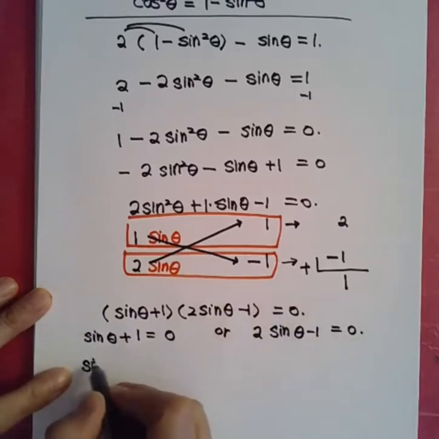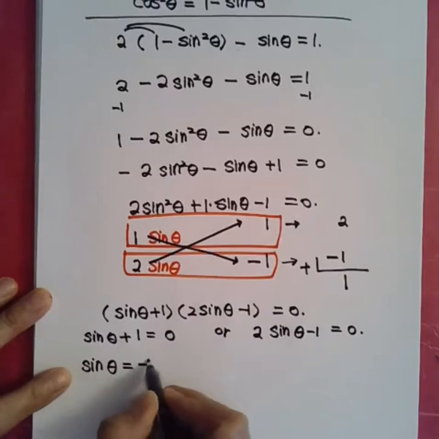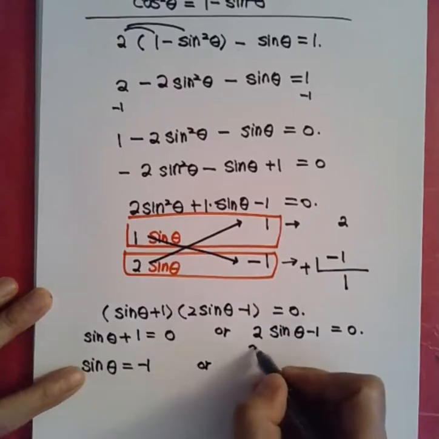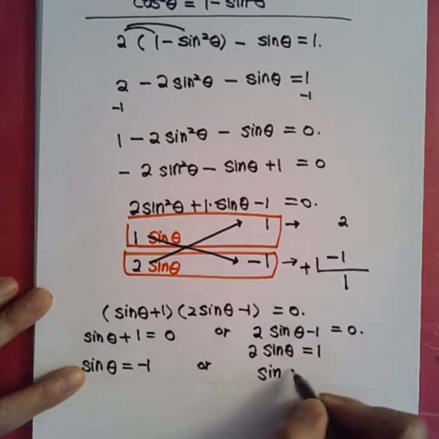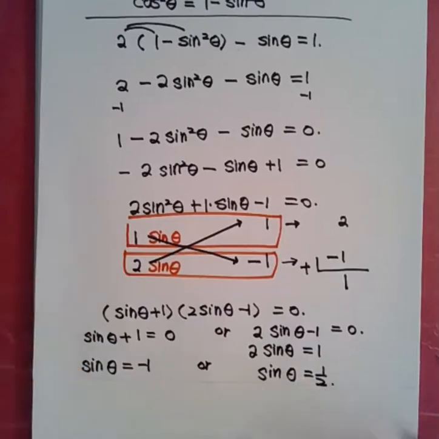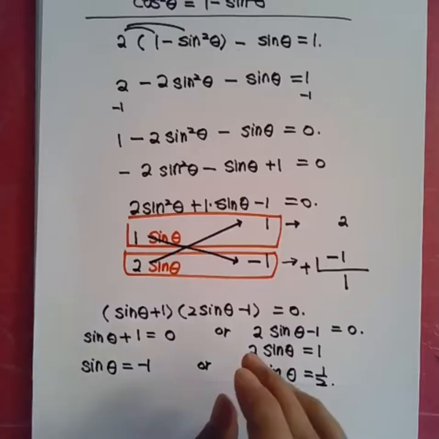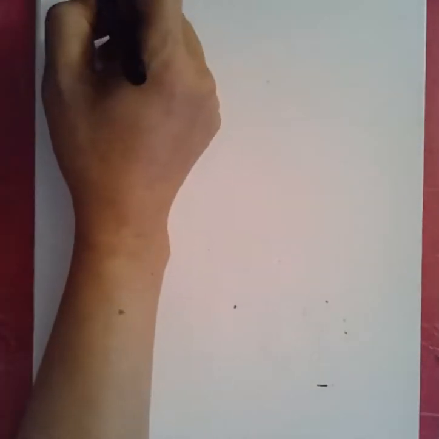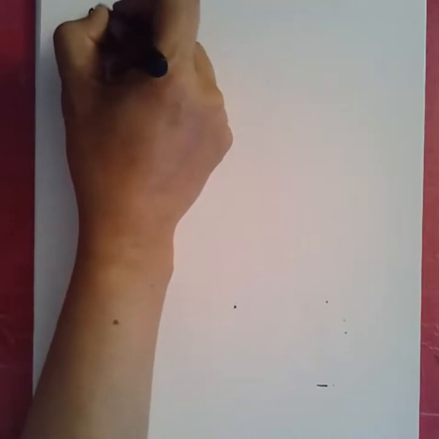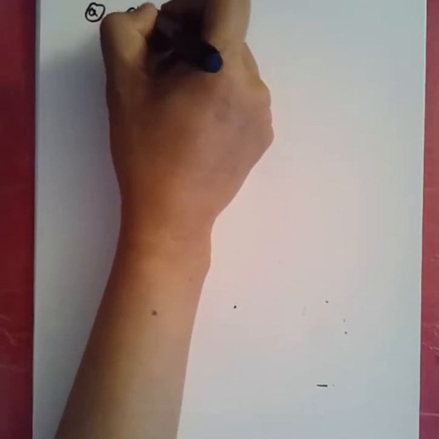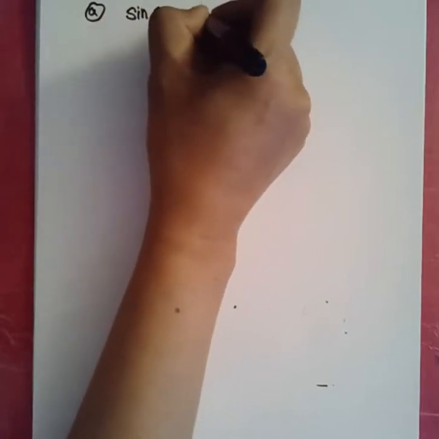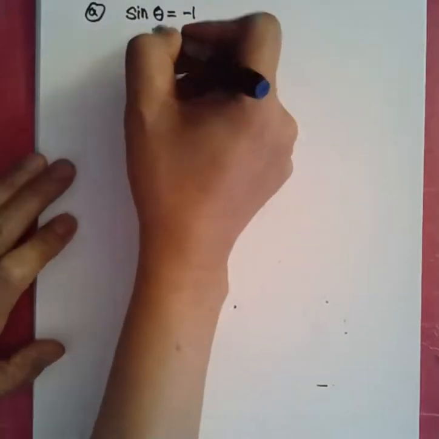So for the first one, we have sine of theta equals minus 1. For the second one, we have 2 times sine of theta equals 1. So sine of theta equals 1 over 2. We have two equations. One is sine of theta equals minus 1, and the other is sine of theta equals 1 over 2. We will solve both equations. The first one is sine of theta equals minus 1.